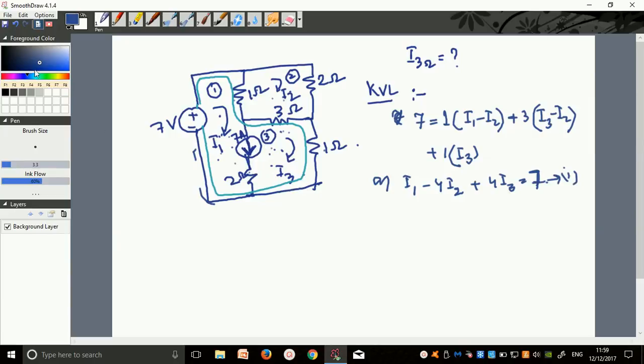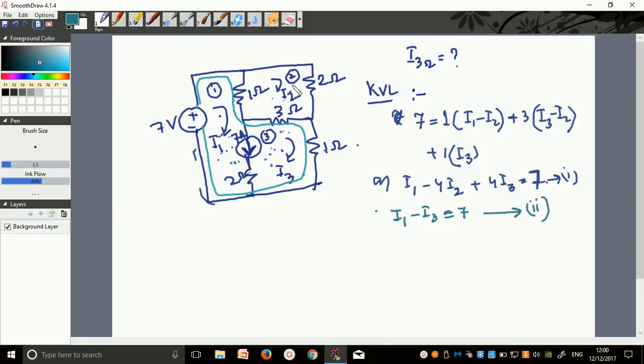Within this mesh, what you will find is that in this branch both I1 and I3 are flowing. So I can write one current equation for this common boundary between the two meshes. That is the procedure to tackle this kind of supermesh problem. That is, between the two meshes we have a common boundary in which this current source exists. So I will write I1 minus I3 equals 7. That is my second equation.